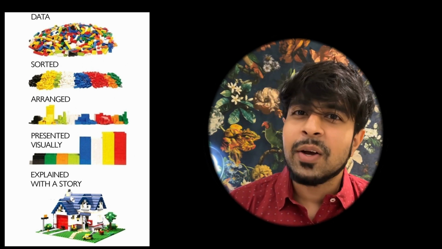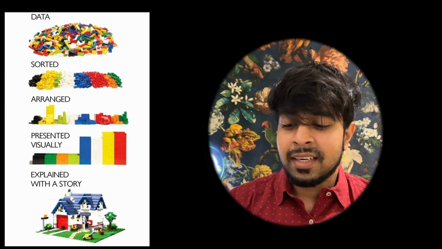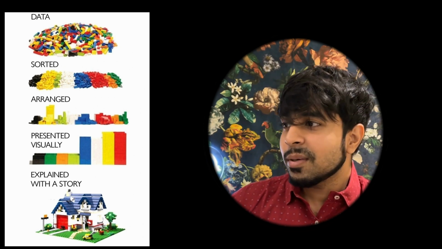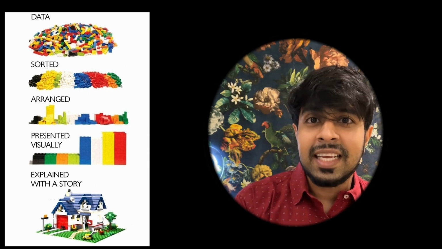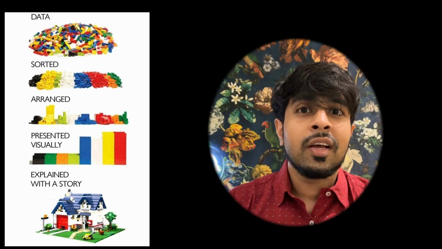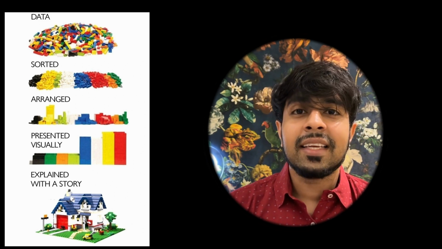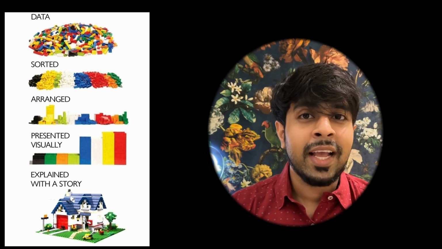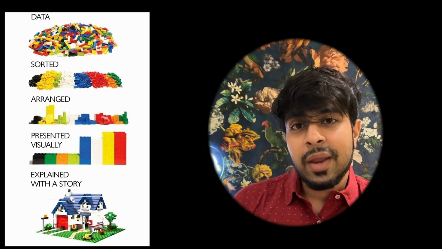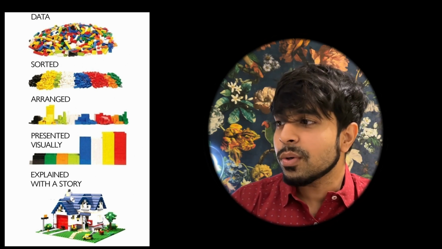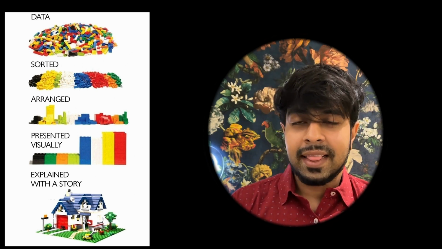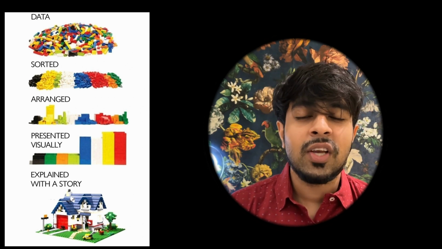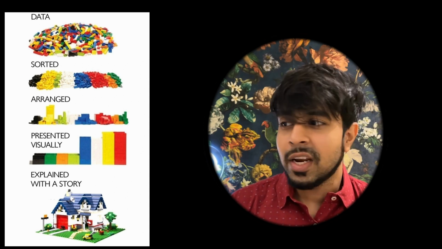What do you do with that Lego pile? You essentially take it and you have a mental map of, okay, let's categorize it by colors. So the black goes here, the yellows go here, the greens go here, and so on. So you sort that data, right? And then you arrange the shapes in a certain way so that the square ones go over here, the rectangular ones go over here, and so on. And then you present everything that you have gotten through this sorting and arranging, and that becomes your data visualization.